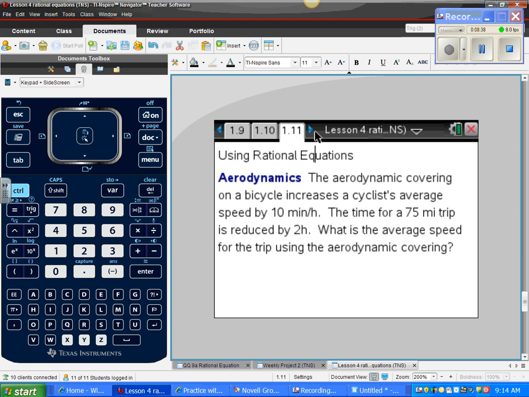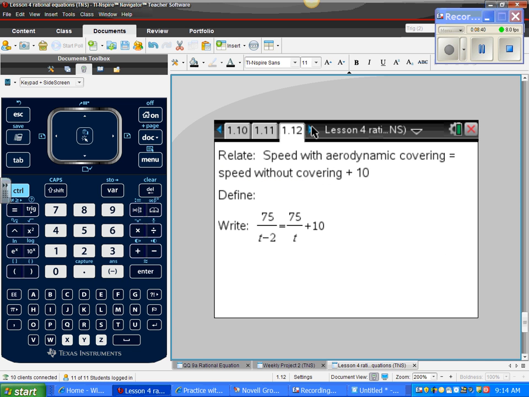Okay, so I'm going to give you the formula. We've got 75 over t minus 2 equals 75 over t plus 10. Okay, so we're going to find the speed of the aerodynamic coverings, and it's equal to the speed without the covering plus 10. Okay, so there's your equation. I want you to solve for t.